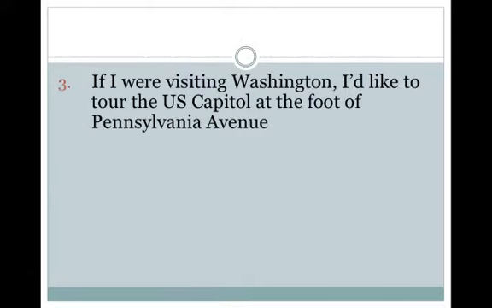Number 3. If I were visiting Washington, I'd like to tour the U.S. Capitol at the foot of Pennsylvania Avenue. In this case, U.S. can either stay without periods, or you can put them in. And we need a period at the end of the sentence.